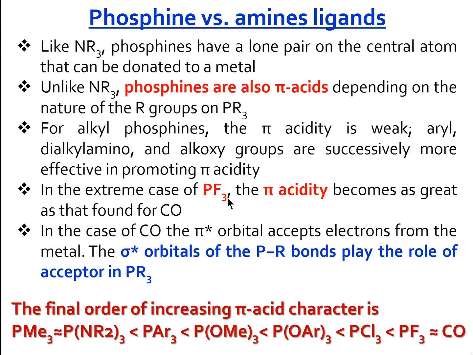PF3 is the strongest pi acceptor in the family of phosphines, since F is the most electronegative element in the periodic table, so PF3 is the weakest sigma donor and the strongest pi acceptor, and its pi acidity becomes as great as that found for CO.